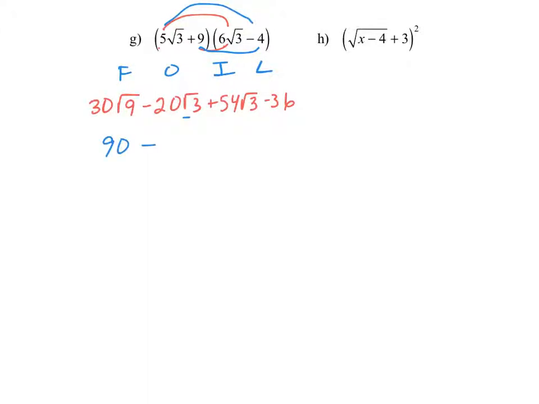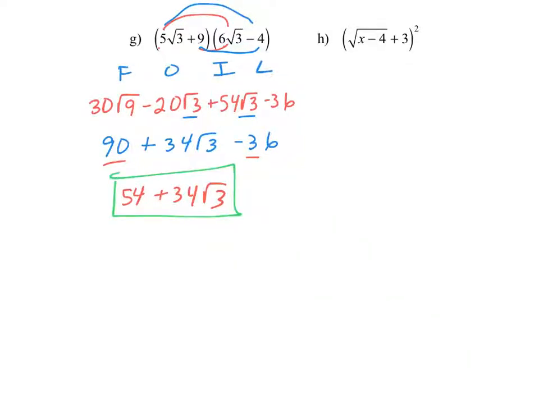minus, and these two terms are like terms, so we can combine those to get a negative 20 square root of 3 plus 54 square root of 3 is a plus 34 square root of 3. And then minus 36. We're going to combine the constants to get 90 minus 36, or 54 plus 34 square root of 3 as our final answer.